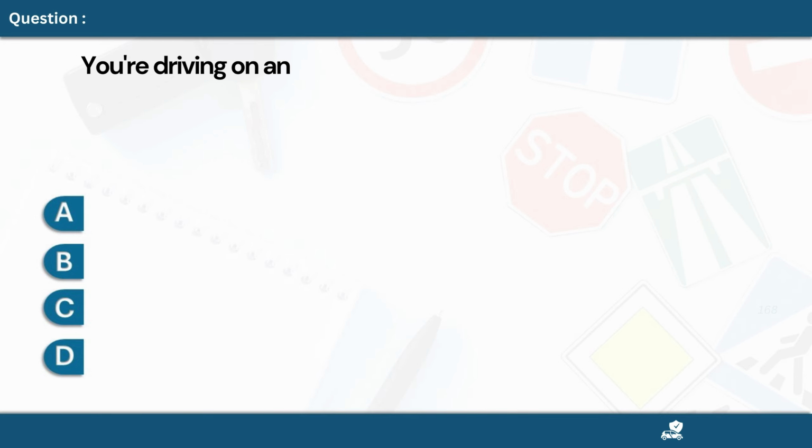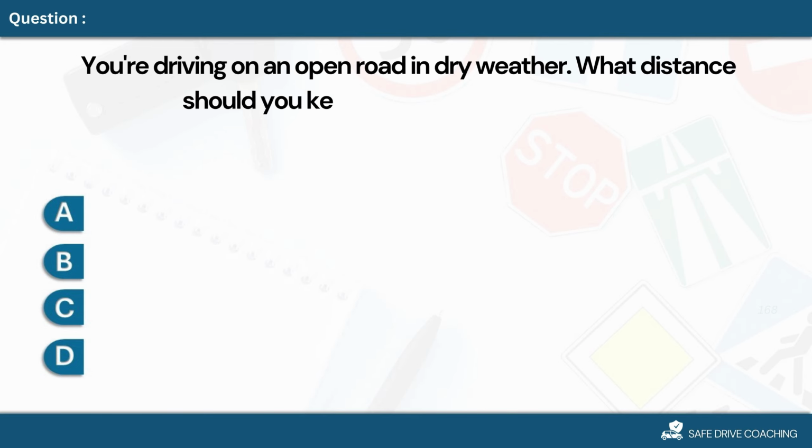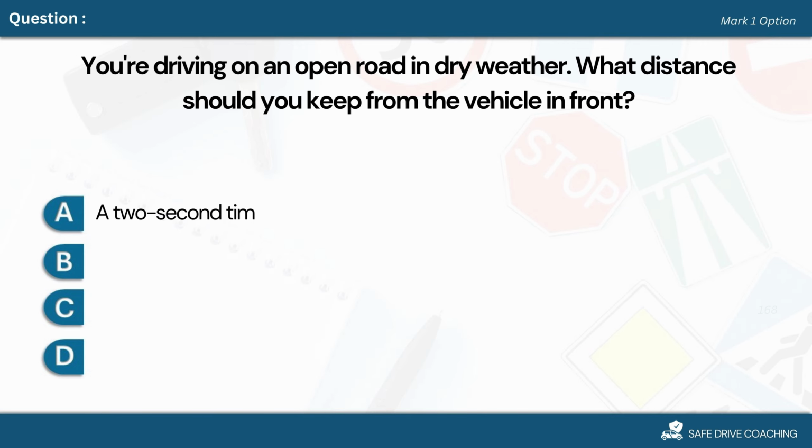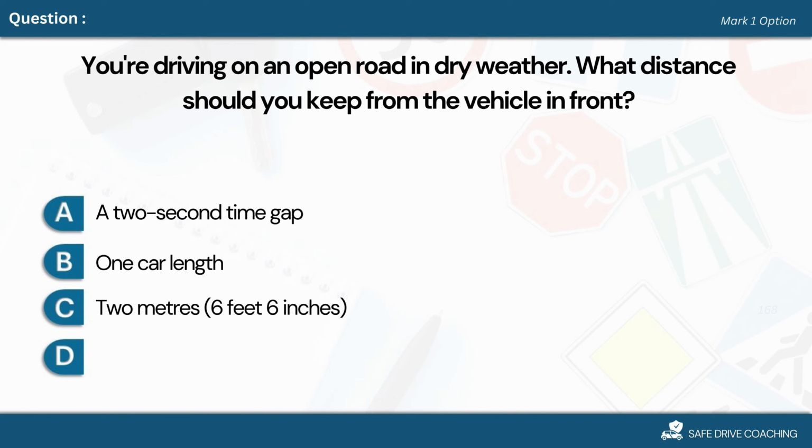You're driving on an open road in dry weather. What distance should you keep from the vehicle in front? A. A 2-second time gap. B. 1 car length. C. 2 meters, 6 feet 6 inches. D. 2 car lengths.